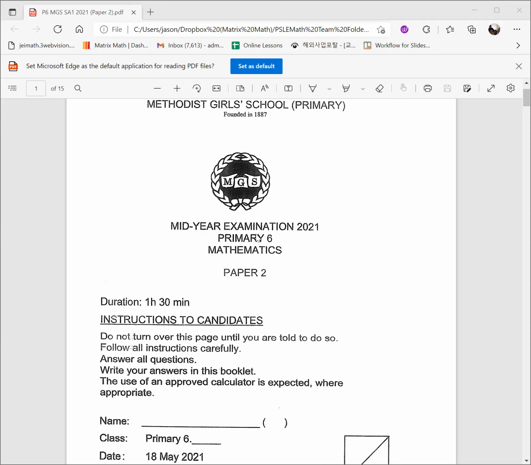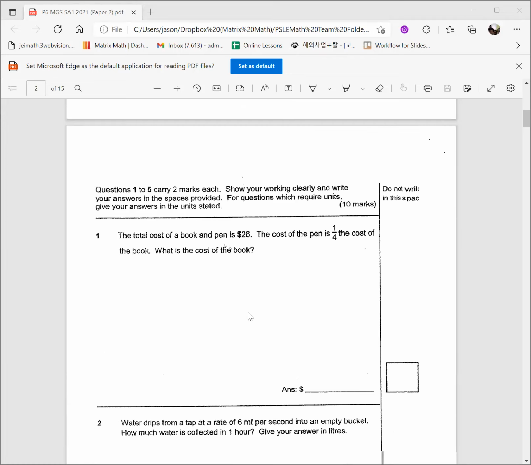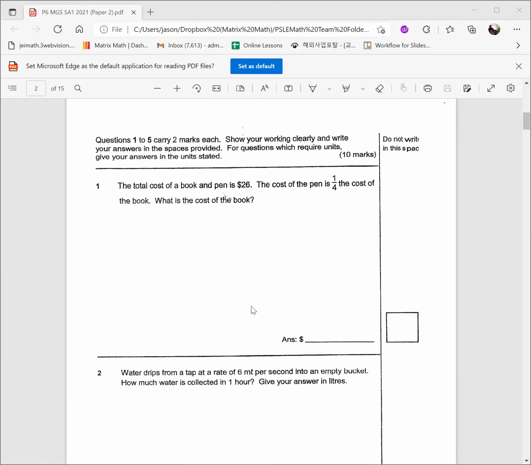So this is MGS mid-year exam 2021 P6 paper 2. So let's go through. Okay, anybody got question for question 1? Okay, question 1, no problem. Okay, honestly, anybody did this paper?